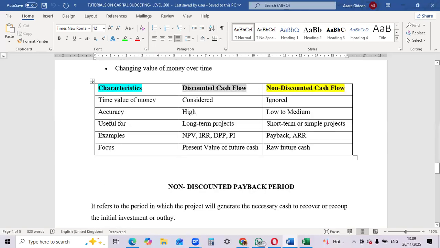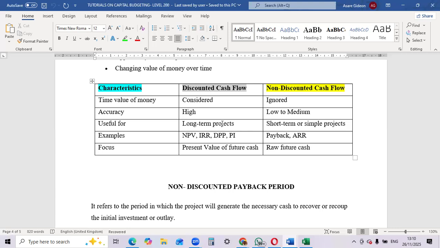Now let's look at some of the characteristics of discounted cash flow and non-discounted cash flow. Looking at the factor called time value of money, discounted cash flow considers time value of money, but non-discounted cash flow ignores it. When it comes to accuracy, discounted cash flow is highly accurate. Because it caters for time value of money, inflation, and risks, it is very accurate. But non-discounted cash flow is low, between low and medium. Are you getting the point?